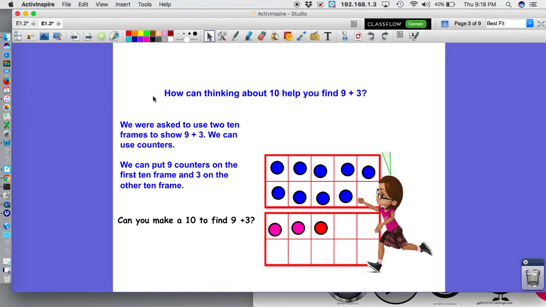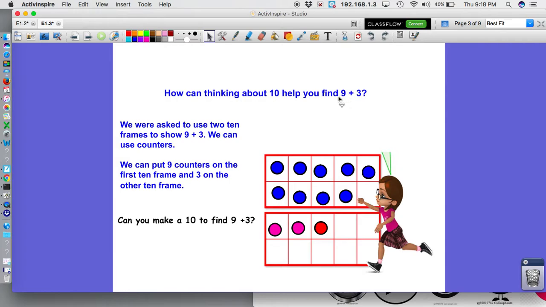How can thinking about 10 help you find 9 plus 3? So we were asked to use two 10 frames to show 9 plus 3. In the first 10 frame, I have 9 counters. In the second 10 frame, I have 3 counters. I could count on and use our first strategy we learned, and we could go 9, 10, 11, 12. But we're asked to think about how can we make 10?